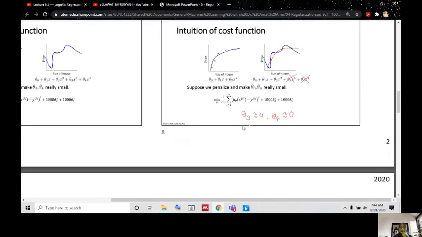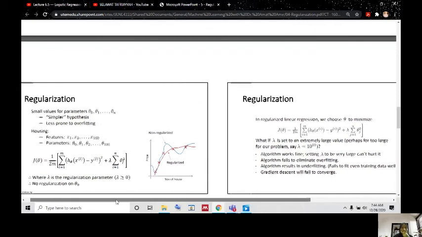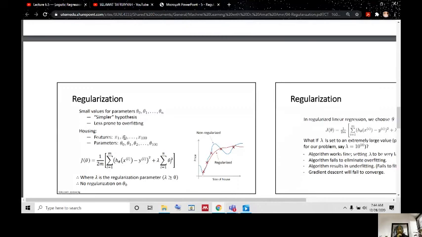Then using this equation, we move on to the hypothesis. It has small values for the parameters theta naught, theta 1, until theta n. It is a simpler hypothesis and less prone to overfitting. For the housing example, the features are x1, x2, until x n, and the parameters are theta naught, theta 1, theta 2, until theta n.